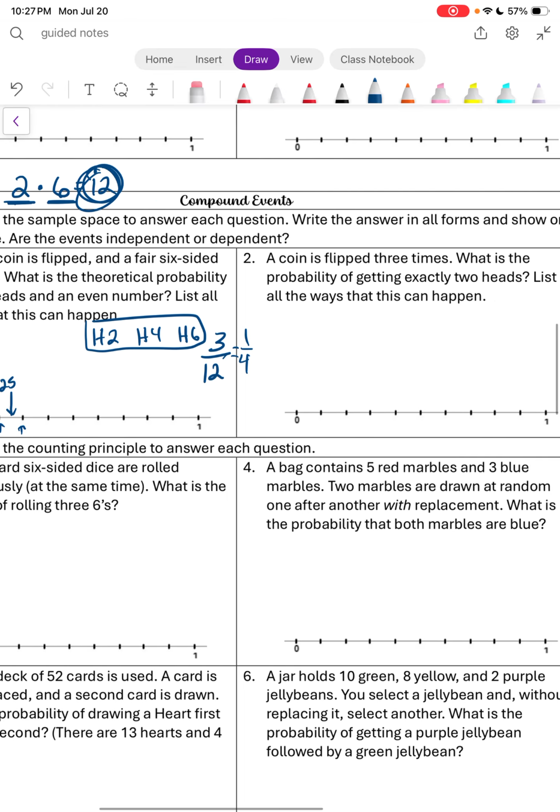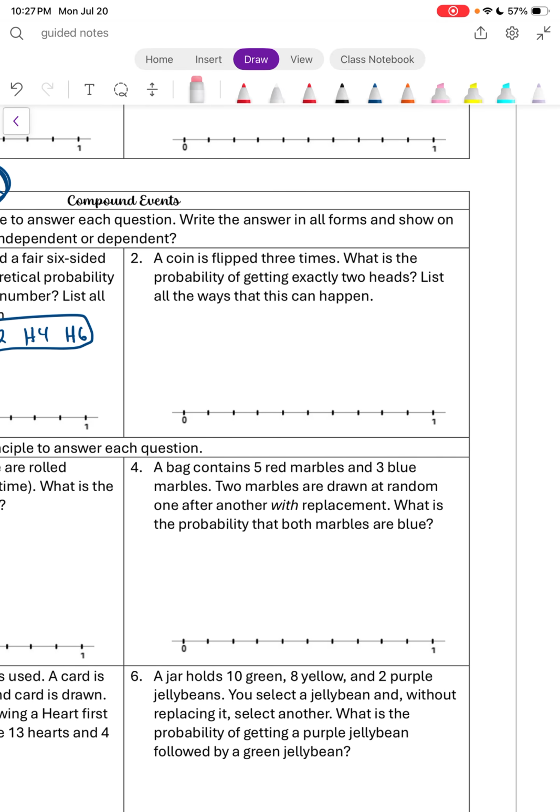Next problem. Now, there is another way of working this that we'll talk about later on in a higher math. I might do a supplement video if anybody wants to see how you could actually work this another way. But we're going to do it with sample spaces.